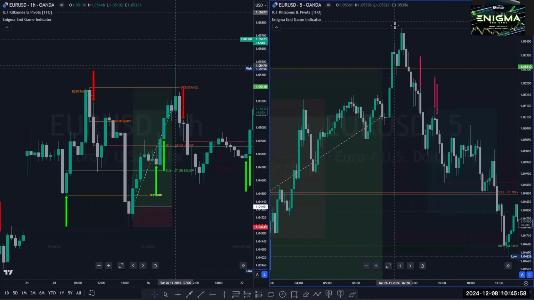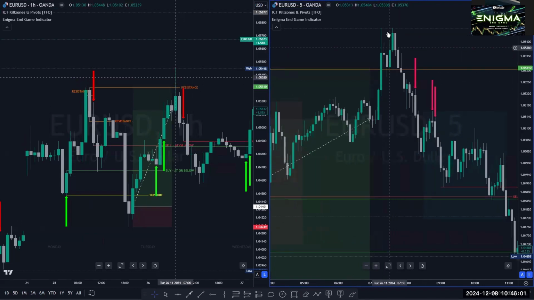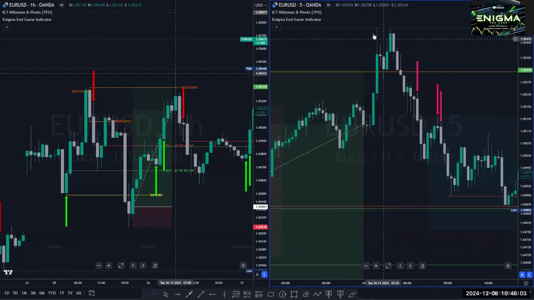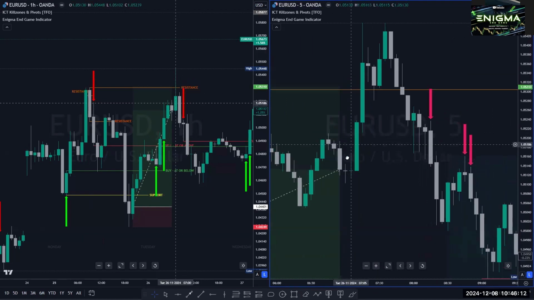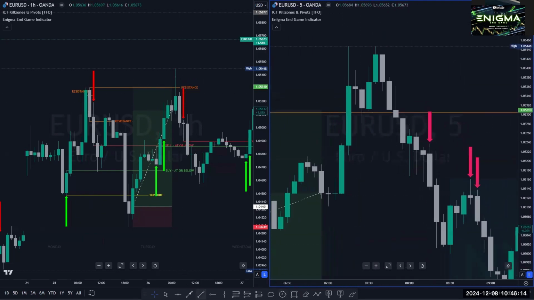So the market is going up, comes back down. As soon as you see signs that the market wants to go back down, you can see here we have a double top again. We have a tweezer pattern, which is a strong pattern. And then we have internal Enigma levels that are being broken. What do I mean by that?